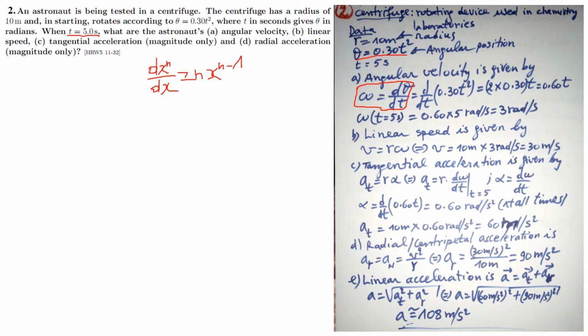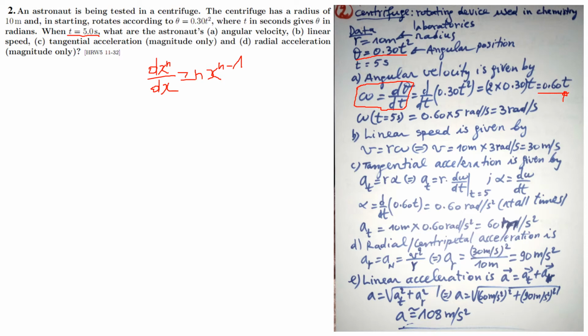This means that in the expression for angular velocity, we need to replace the time t by its value, which is 5. Then omega when the time t equals 5 seconds is equal to 0.6 times 5 radians per second. This is equal to 3 radians per second.